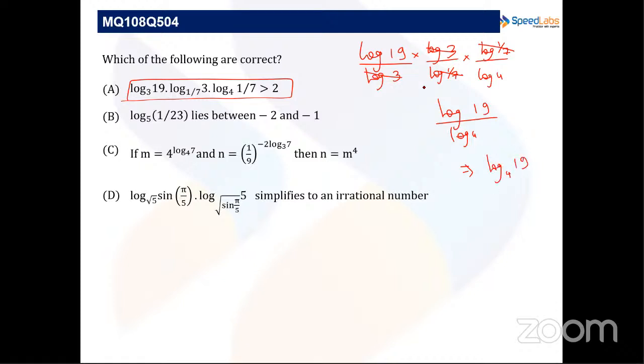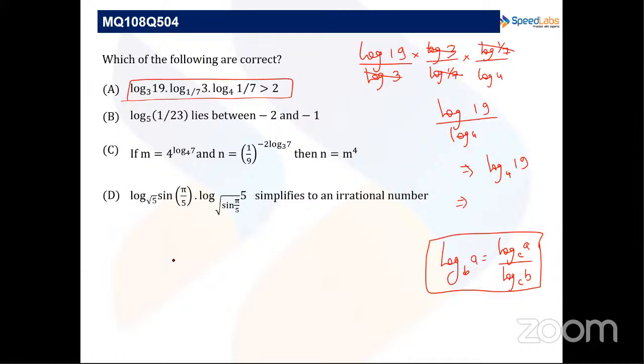That is log 19 to the base 4. The property which we are using here is log a to the base b equals log a to the base c upon log b to the base c. We can take any base here, e you can take or 10 you can take, but you have to take the values same. So we are having log 19 to the base 4.